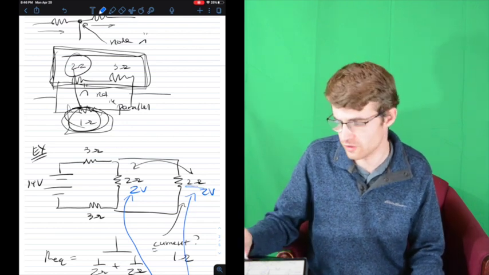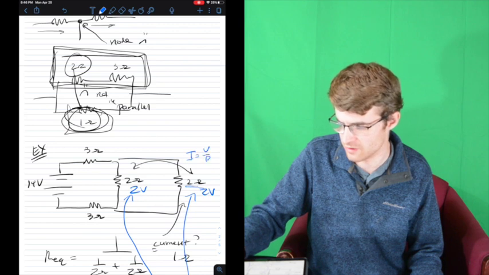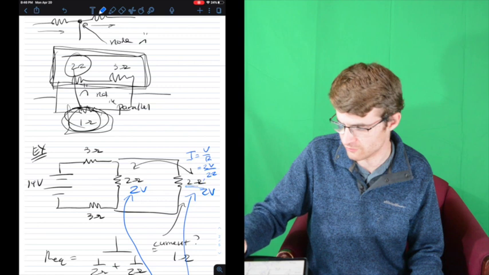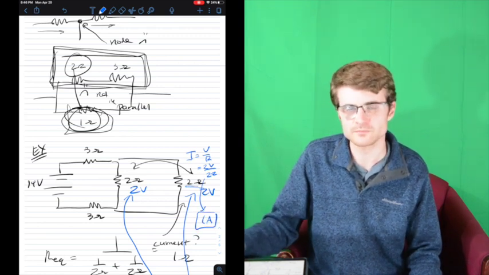Now they want to know the current through this resistor. I can now find that. I is equal to V over R, where V is 2 volts and the resistance is 2 ohms. So it's 1 amp, and the problem would close itself out.